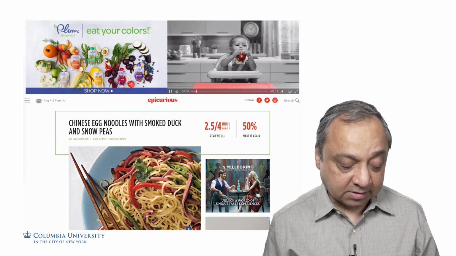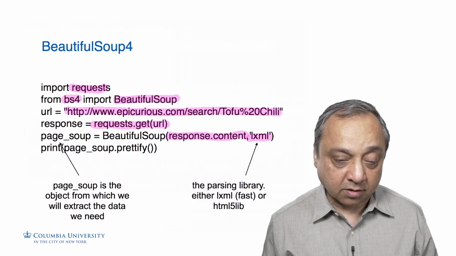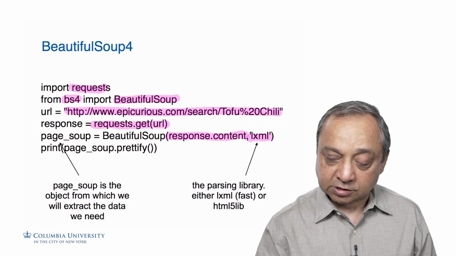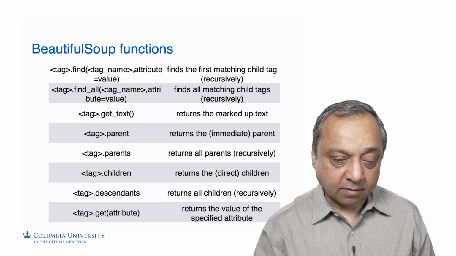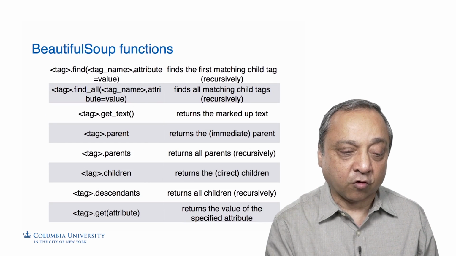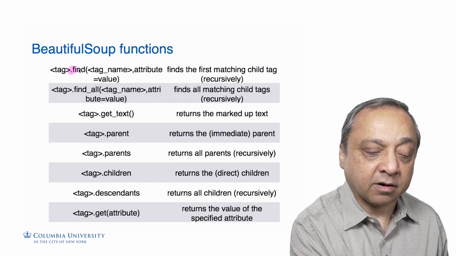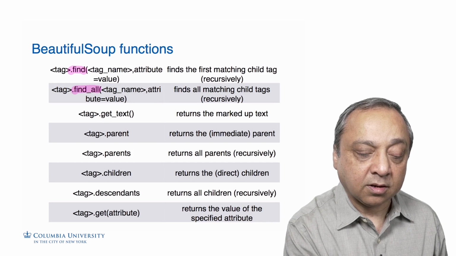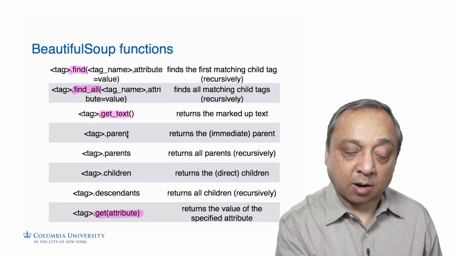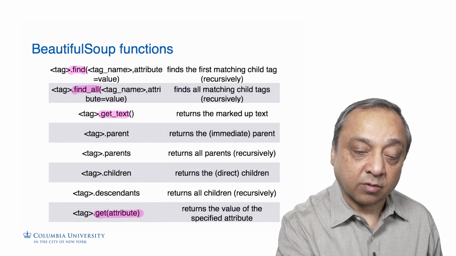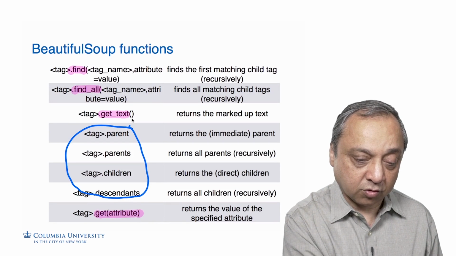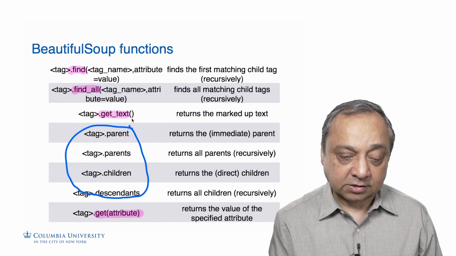Now we have the HTML, but of course we want to do more than just have HTML. We want to be able to parse it. So let's look at the Beautiful Soup functions we can use. There are many functions that we can use, but we are really interested mainly in 4 of them: find, find all, get text, and get attribute. You can also navigate up and down your tree using parents, children, and descendants, but we won't worry about those for our class here. We'll look at just these 4.